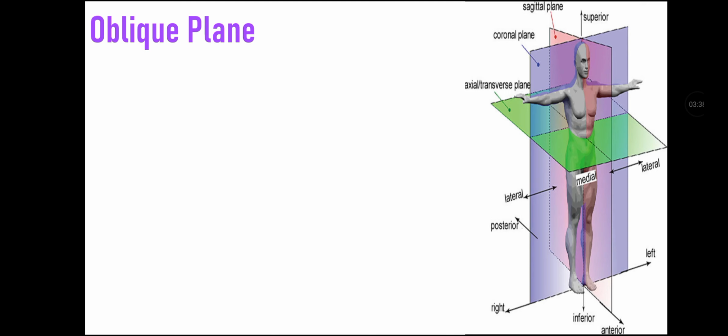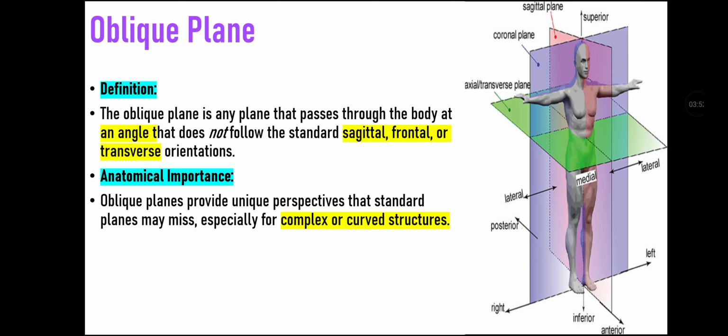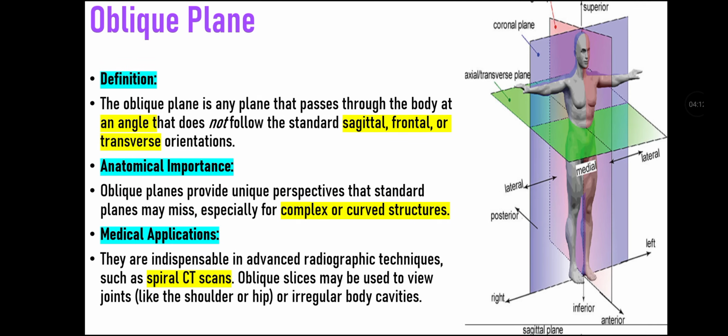Now let's talk about the oblique plane, that is also called an accessory anatomical plane. It can be defined as a plane that passes through the body at an angle that does not follow the standard sagittal, frontal, or transverse orientation. Talking about its anatomical importance, oblique planes provide unique perspectives that standard planes may miss, especially for complex or curved structures. Talking about its medical application, they are indispensable in advanced radiographic techniques such as spiral CT scans. Oblique slices may be used to view joints of the shoulder or hip or irregular body cavities.